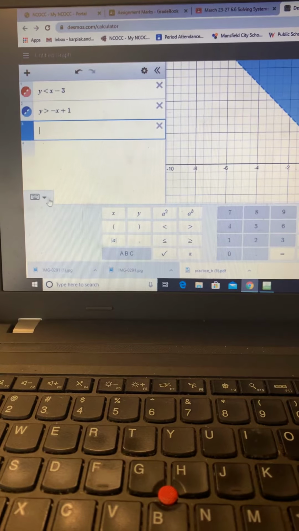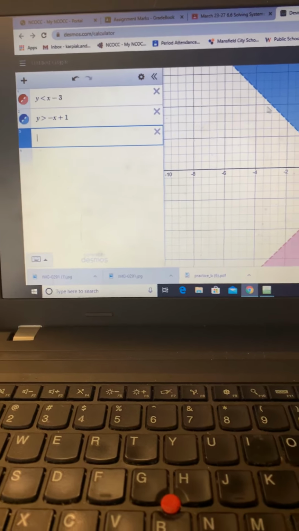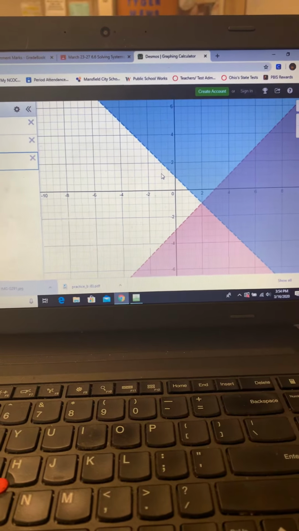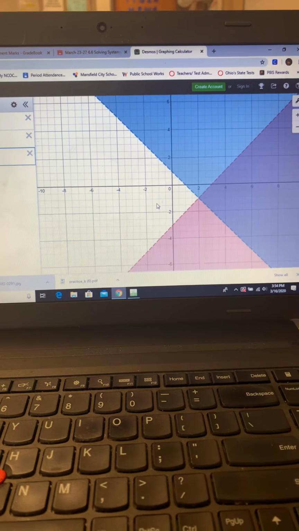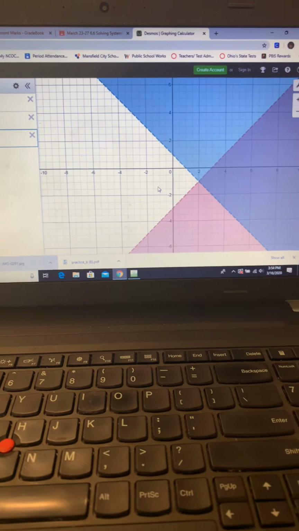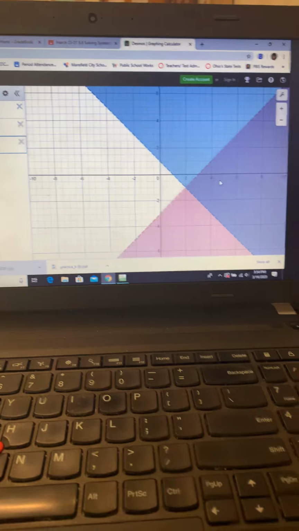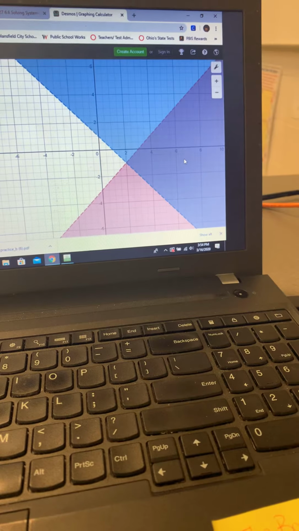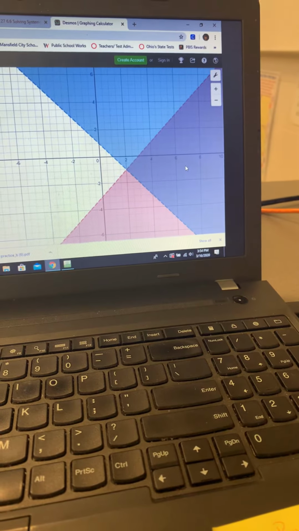So I'm going to move the keyboard. Notice it made the dotted lines, just like you took the notes on, that when it's just a greater than or less than symbol, they are dotted lines. So it went ahead and graphed this. Now notice the two colors over here, they overlap each other. So that is your system of your solutions.